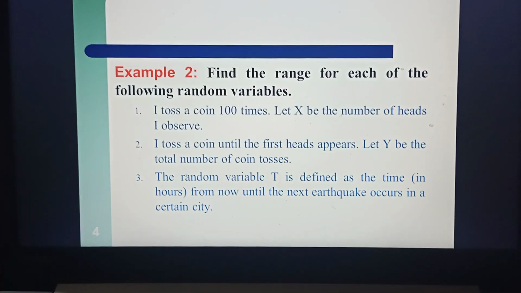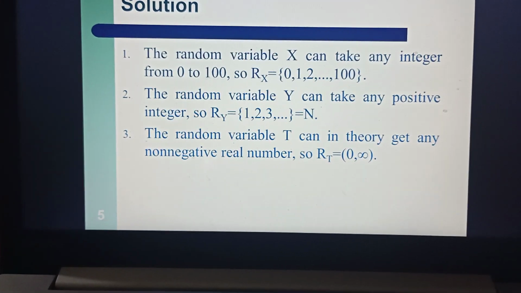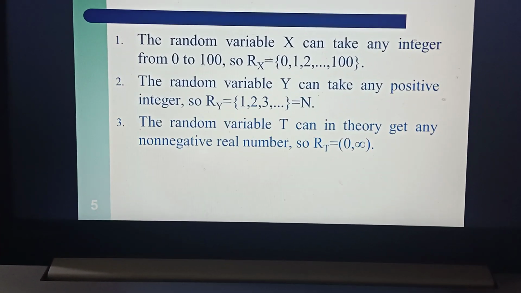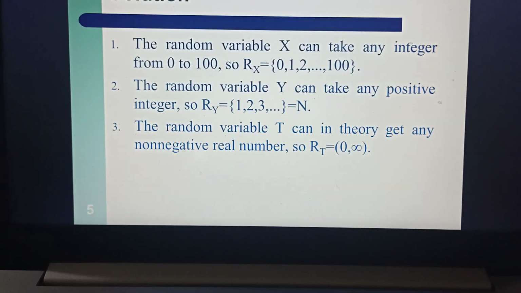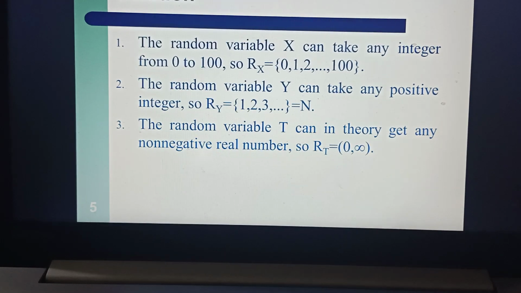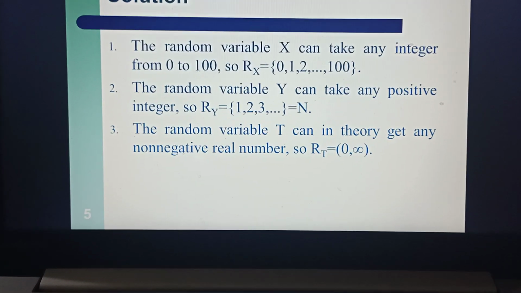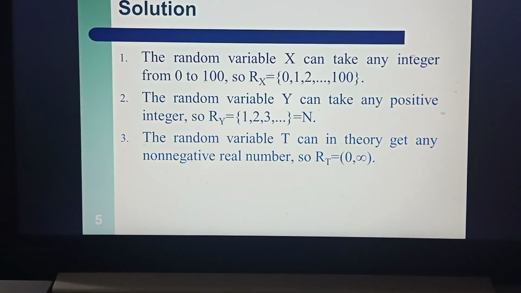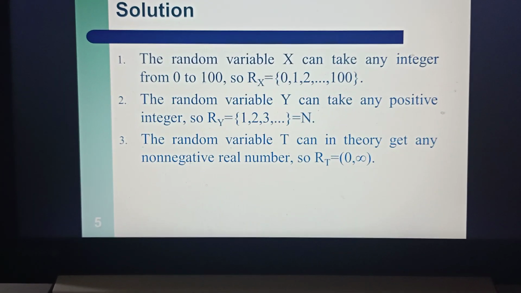So what would be the solution? The range of y can be any positive integer, which starts from 1, 2, 3 and so on. 0 cannot be here because 0 means that you are not tossing a coin at all. So you are tossing a coin, that is the value of y. Therefore 1, 2, 3 and so on, that is equal to n, where n is the number of positive integers that you can take.